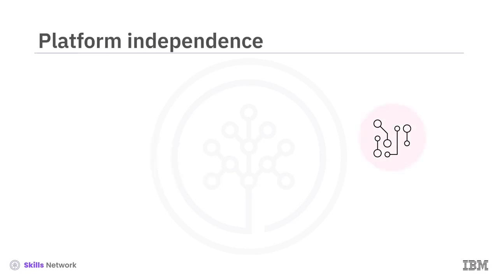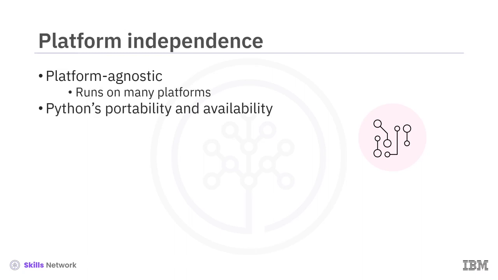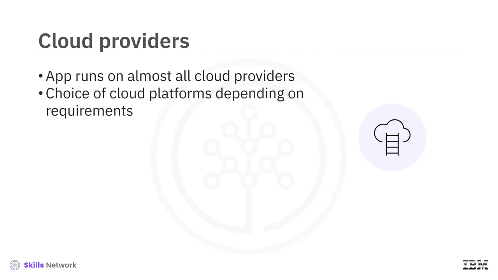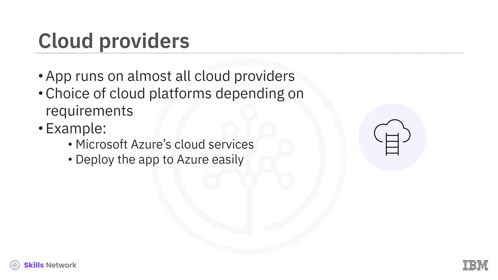Due to Django being built on Python, it's platform agnostic, meaning it can be run on many platforms. This platform independence is due to Python's portability and wide availability on different operating systems. This allows developers to choose the hosting platform that best suits their needs and infrastructure. A Django application can run on almost all cloud providers. Django's platform-agnostic nature allows you to deploy your application on various cloud platforms depending on your specific requirements and preferences. For example, if you have a blog platform and you prefer the simplicity and user-friendliness of Microsoft Azure's cloud services, you can deploy your blog application to Azure without any hassle.